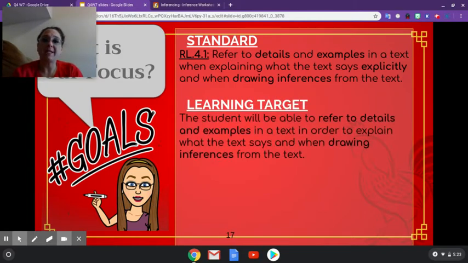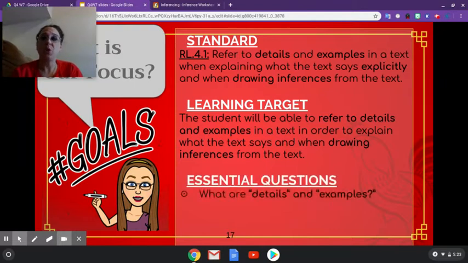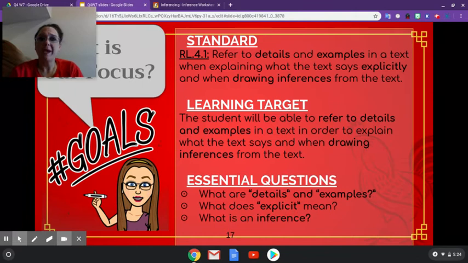Your learning target today will be the student will be able to refer to the details and examples in a text in order to explain what the text says and when drawing inferences from the text. Your essential questions for today will be: what are details and examples? What does explicit mean? What is an inference? And how do I make an inference?